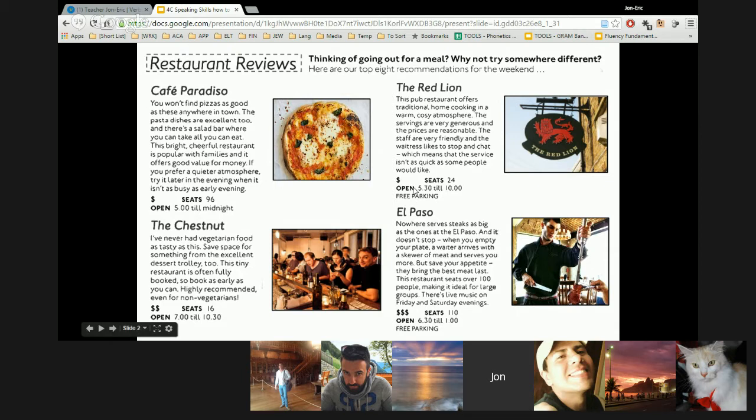The Red Lion. This pub restaurant offers traditional home cooking in a warm, cozy atmosphere. The servings are very generous and the prices are reasonable. The staff are very friendly and the waitress likes to stop and chat, which means that the service isn't as quick as some people would like. Seats 24, 5:30 till 10.